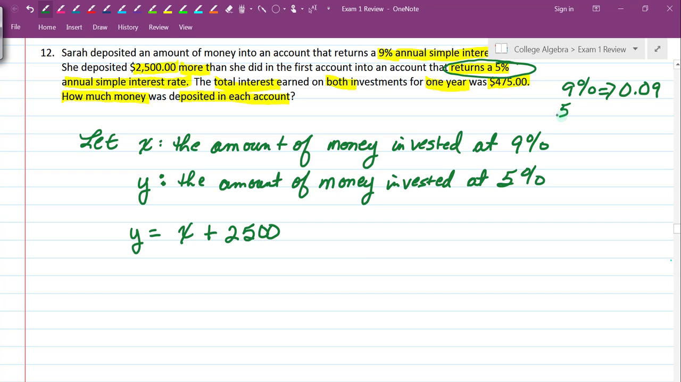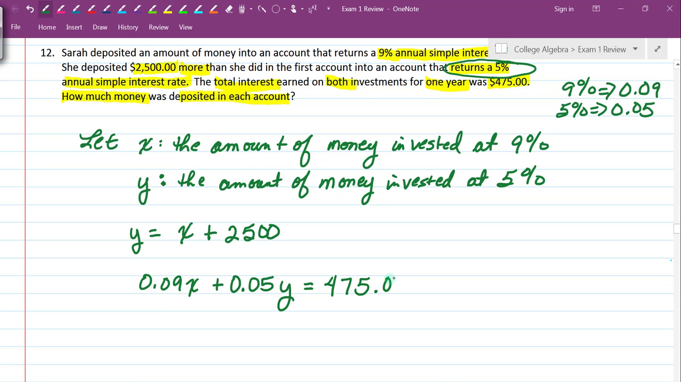In the 5%, it's the same thing. We have to rewrite that as 0.05, so we can do math. So I know that we take 0.09 multiplied by how much money we invested at that rate. We're going to add to that 0.05 multiplied by y, the amount invested at 5%, and we know those two sums together must equal $475. Okay, so those are our equations.